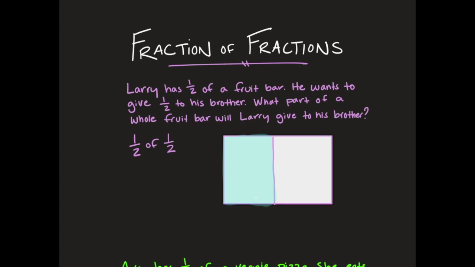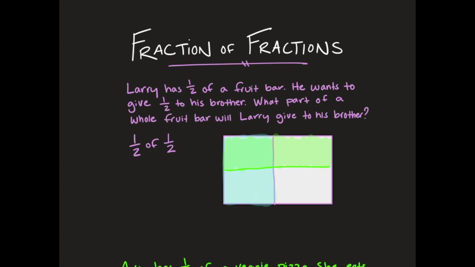The next part of our story problem says that he wants to give 1/2 to his brother. So what I'm going to do is split the fruit bar the other way. Again, if I want 2 pieces, I'm just going to draw one line here. He's going to give 1/2 of this fruit bar to his brother, so I'm going to shade in 1 out of my 2 pieces going the other way.